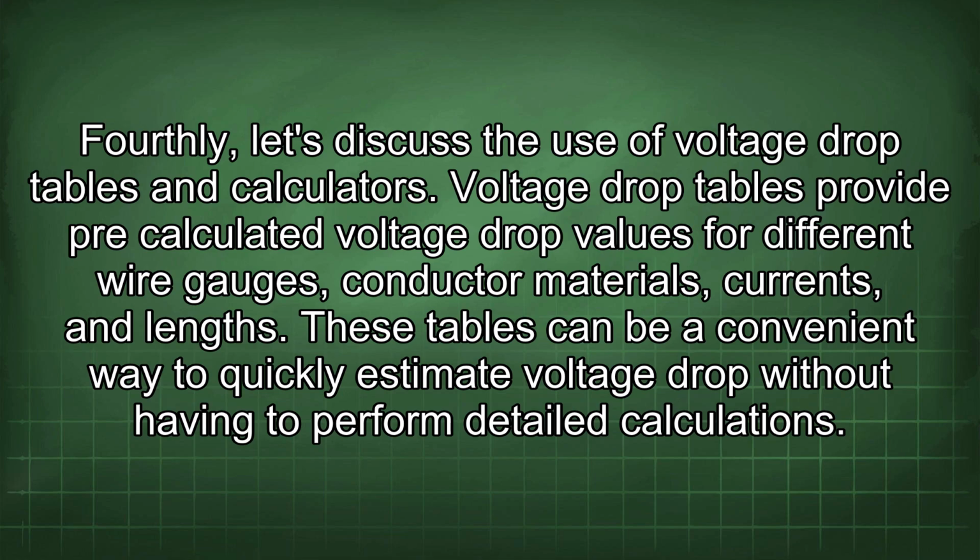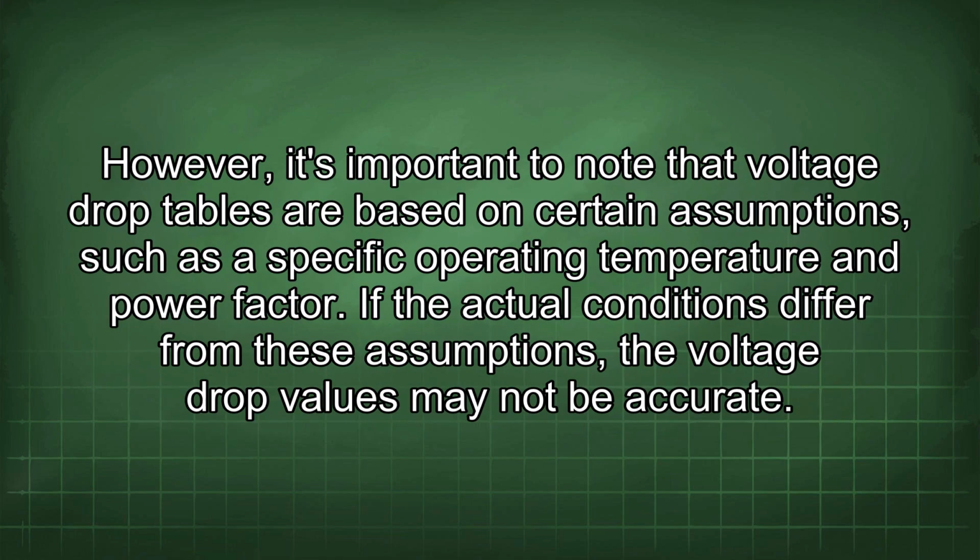Voltage drop tables provide pre-calculated voltage drop values for different wire gauges, conductor materials, currents, and lengths. These tables can be a convenient way to quickly estimate voltage drop without having to perform detailed calculations. However, it's important to note that voltage drop tables are based on certain assumptions, such as a specific operating temperature and power factor. If the actual conditions differ from these assumptions, the voltage drop values may not be accurate.